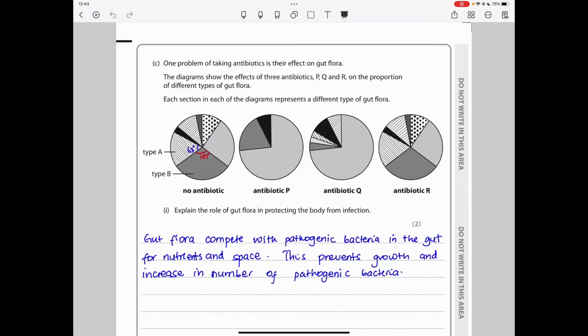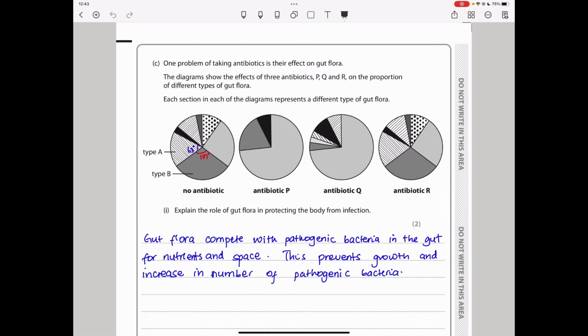Now guys, the gut flora, or the microorganisms we have in our gut, they are there to help us. Actually, they benefit, we also benefit. So it's a mutual relationship. These gut flora, they are not pathogenic. However, their role is to compete with pathogenic microorganisms or pathogenic bacteria. In the case you have maybe eaten food that is contaminated, the bacteria will not have the same space.